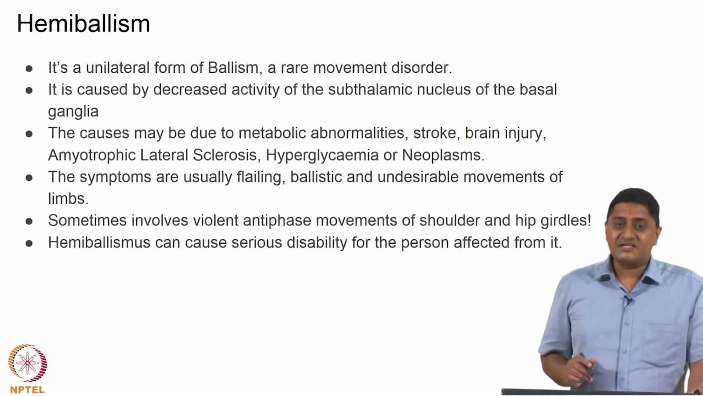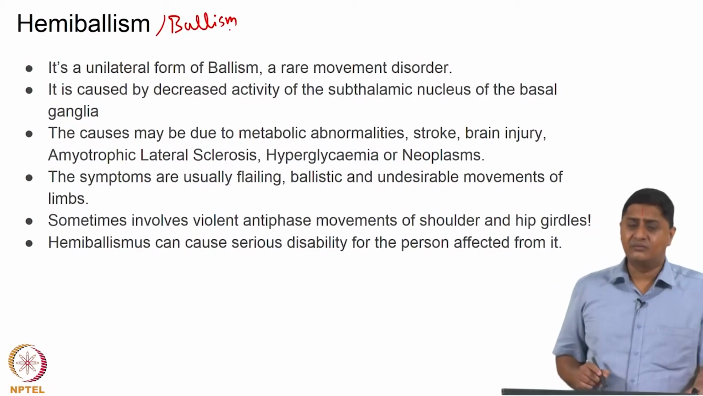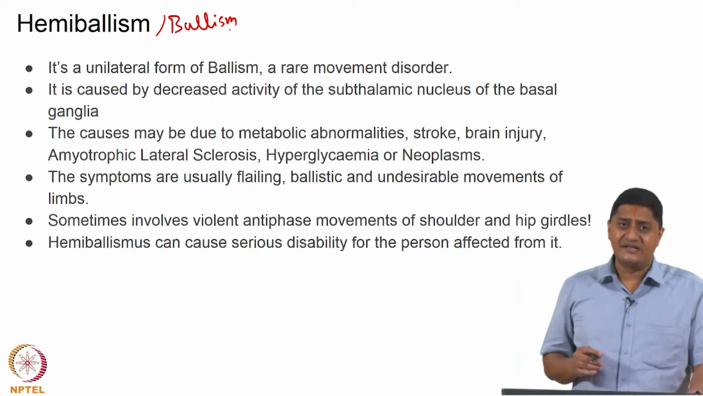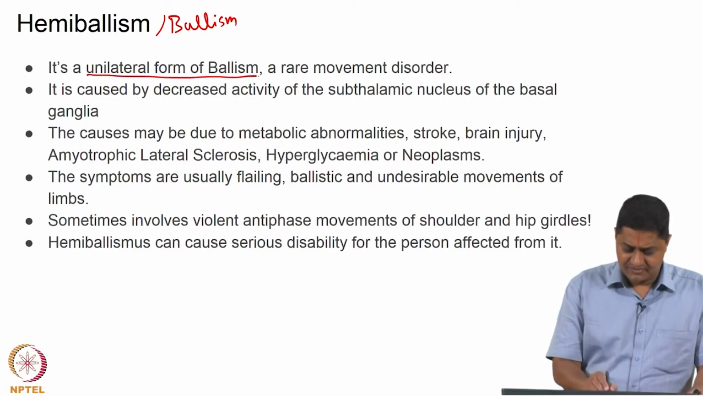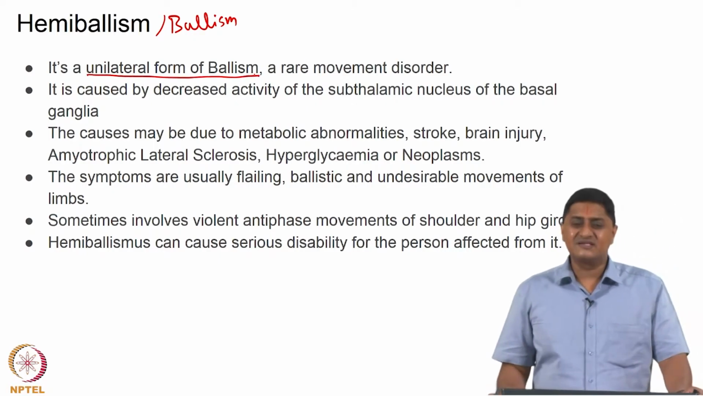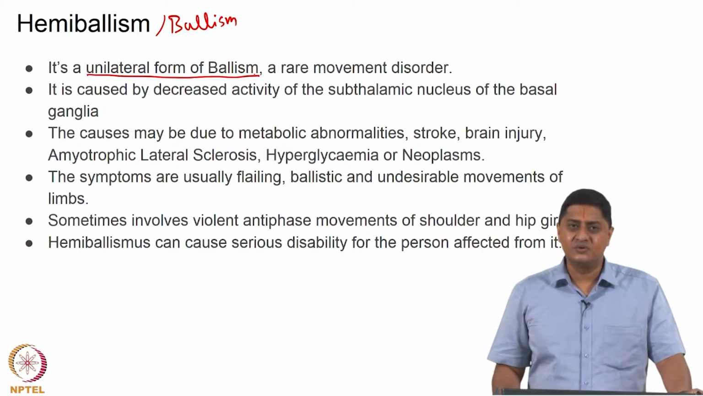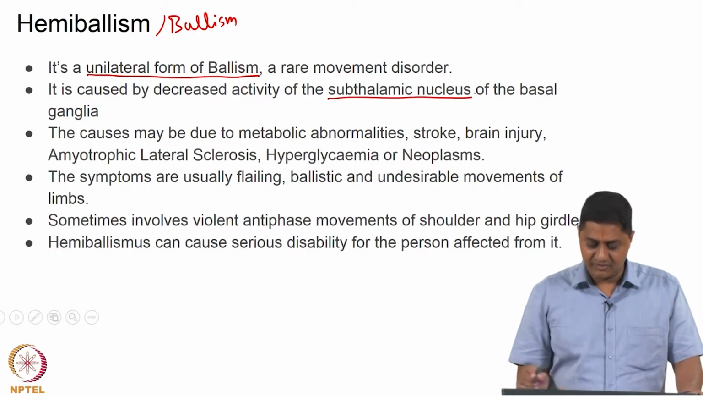Then the case of hemibalism or balism. If balism happens on one side of the body, that is called hemibalism. So, a unilateral form of balism is called hemibalism. This is usually due to a dysfunction of the subthalamic nucleus of the basal ganglia.